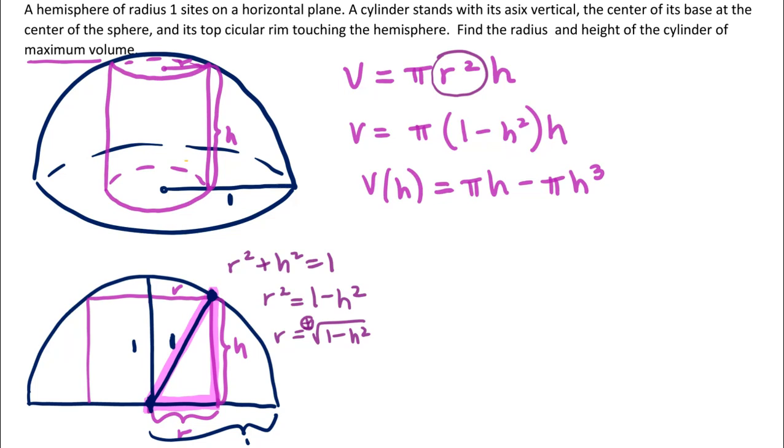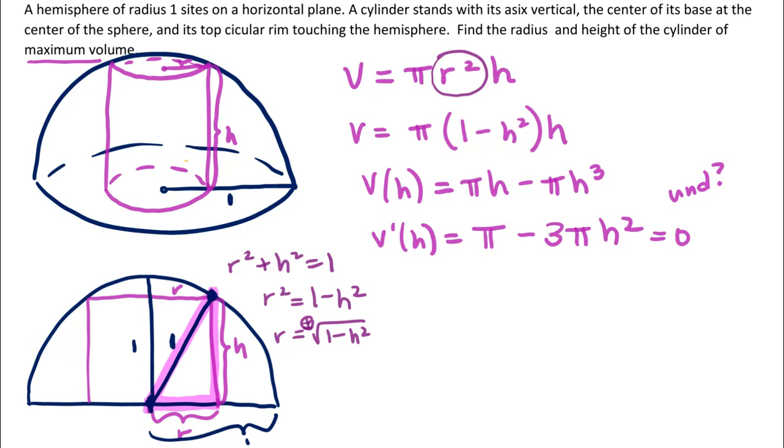Okay, so we've got our formula. We want its maximum. We need to take the derivative with respect to h. So we'll get plain old pi minus 3 pi h squared. And we want to know if that's ever undefined. The answer is no. We also want to know when it equals 0.